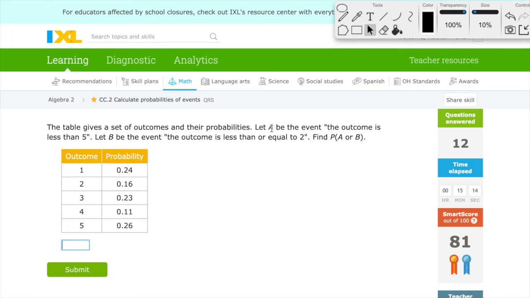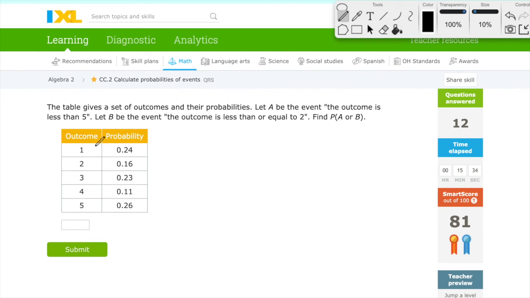Okay, so let A be less than 5, let B, so there's a second event now. Outcome is less than or equal to 2, and the probability that when it says or, just one of those things has to happen. I didn't go through these beforehand, so let's make sure I'm doing it right for you guys. If not, this will be a good learning experience. So let's make sure all these outcomes fit into one of those categories.